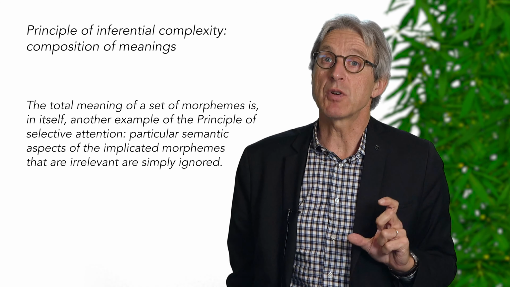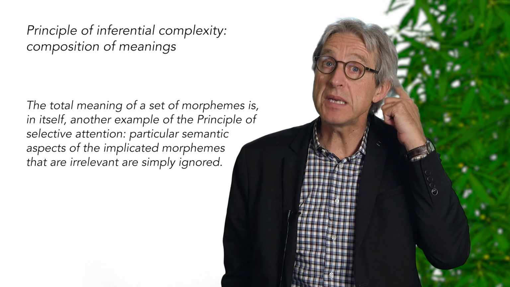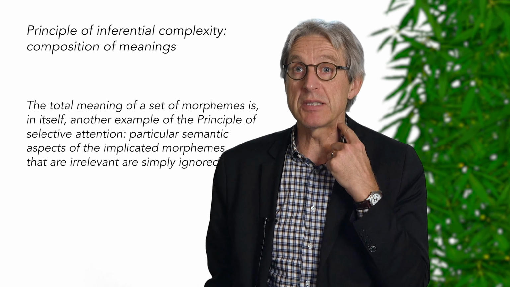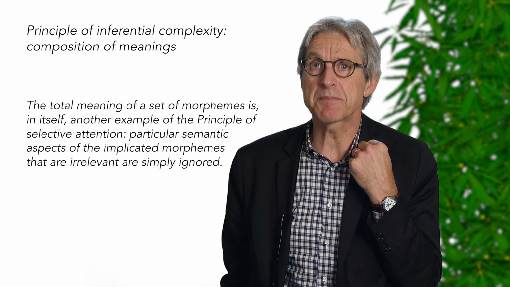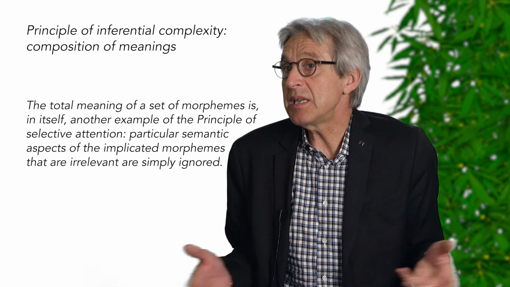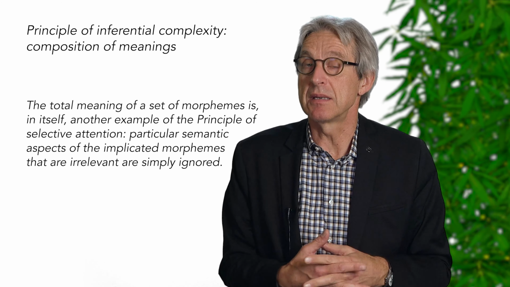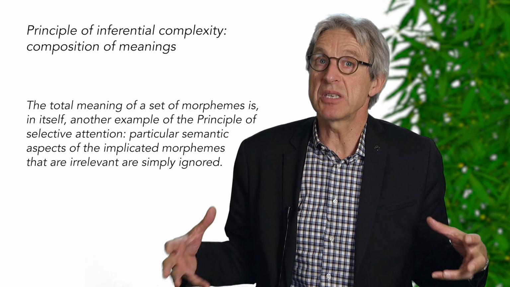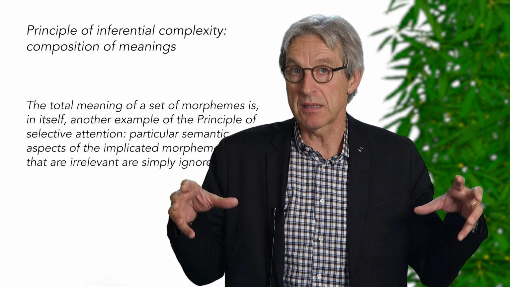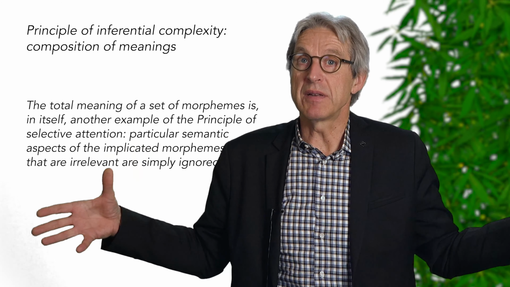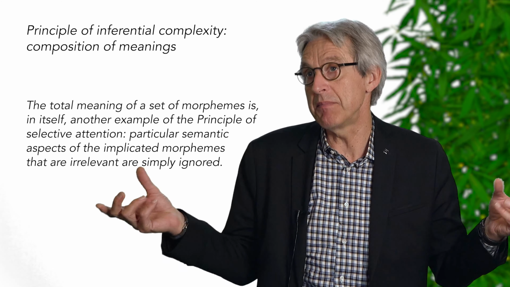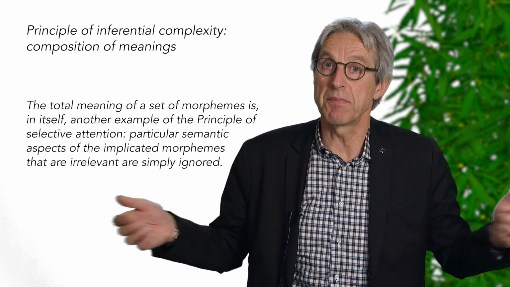The other side of this same coin is the composition of meanings. The total meaning of a set of morphemes is in itself another example of the principle of selective attention. Particular semantic aspects of the implicated morphemes that are irrelevant are simply ignored. We can see the phrases in 1a and 1b as examples of this. We see this composition of meanings, and then we can interpret this whole phrase as a particular interpretation in a given setting. So this is what we mean by a composition of meaning, and all other aspects that may not be relevant in a particular context are simply ignored.